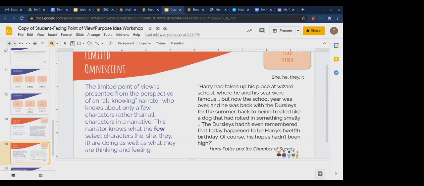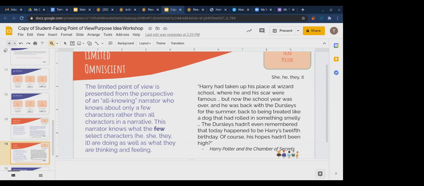I'll read through it one more time, real quick. Harry had taken up his place at Wizard School, where he and his scar were famous, but now the school year was over, and he was back with the Dursleys for the summer, back to being treated like a dog that had rolled in something smelly. The Dursleys hadn't even remembered that today happened to be Harry's 12th birthday. Of course, his hopes hadn't been high. That's a typo with a question mark there. So we know all the thoughts, feelings of Harry.